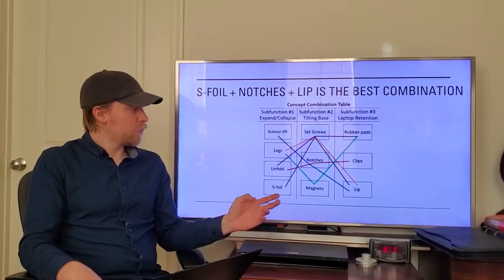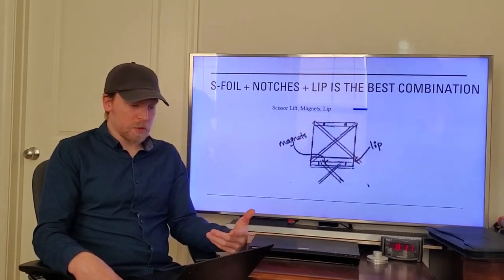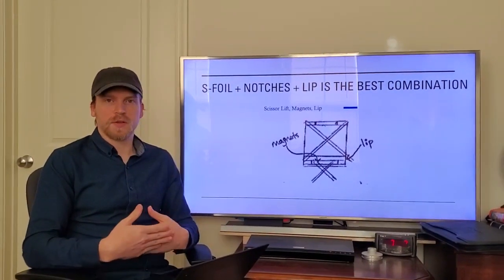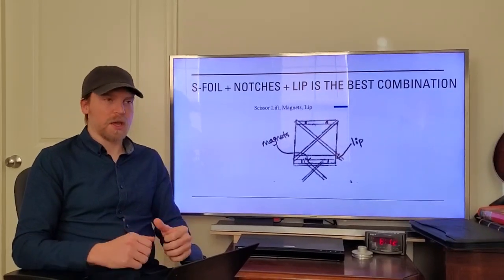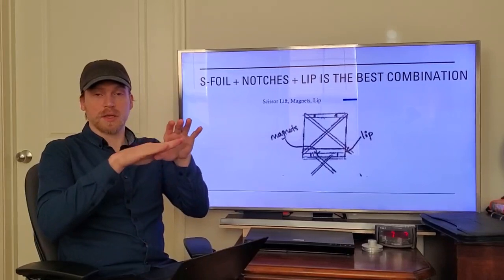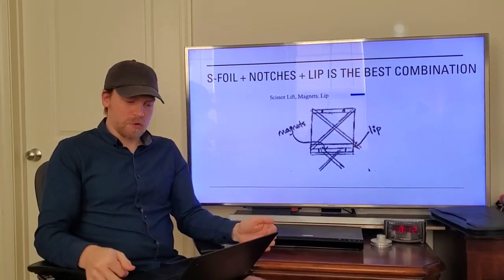The next one is the blue line, which is scissor lift, notches, and lip. The idea behind this one is you have two scissor lifts that are on opposite sides, front and back of the product, and you could adjust those scissor lifts to different varying degrees, which would give you lots of height, and it would also allow you to tilt the computer however you wanted it for your ergonomic needs.